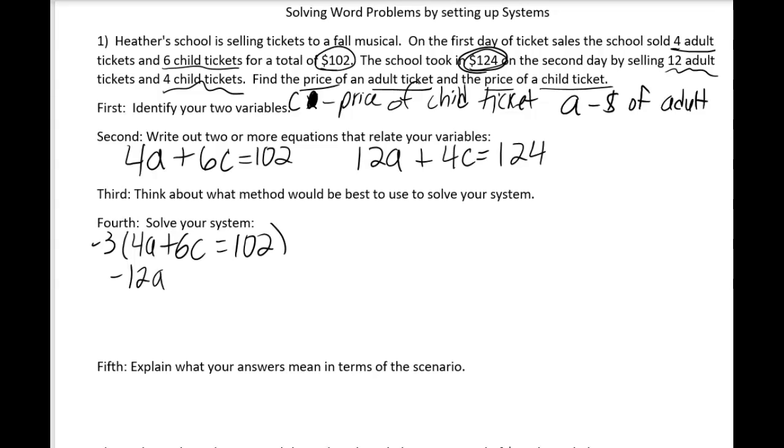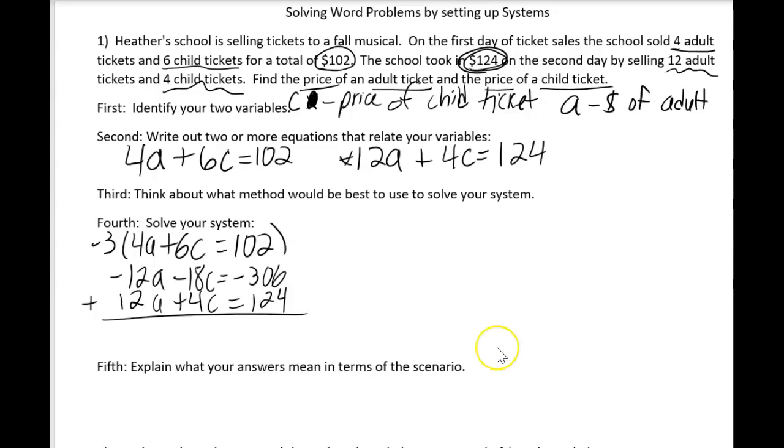So I get -12A minus 18C equals -306. And then I'm going to add that to my second equation. So I'm choosing elimination here. Alright, so I'm going to go ahead and subtract. My A's cancel out. I get -14C equals -182. And we'll divide by -14. And we get C is 13.